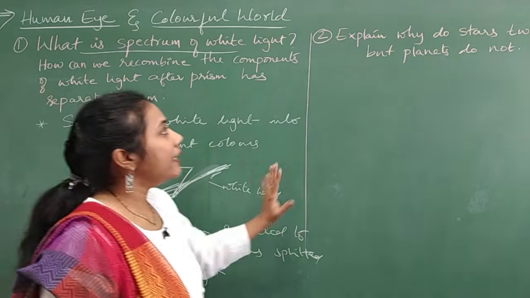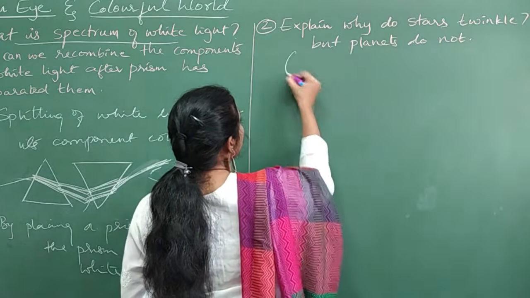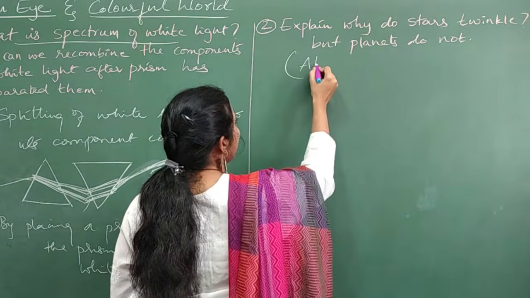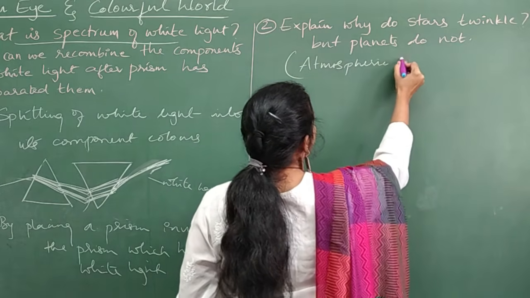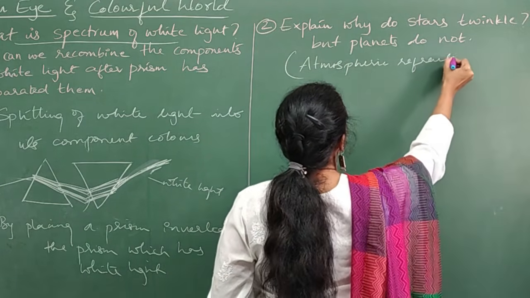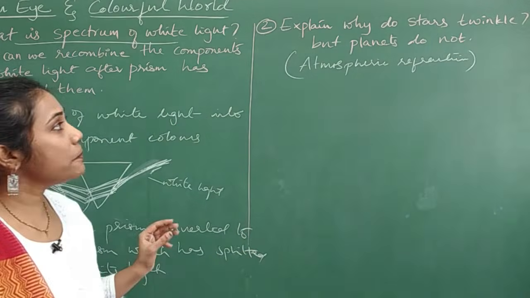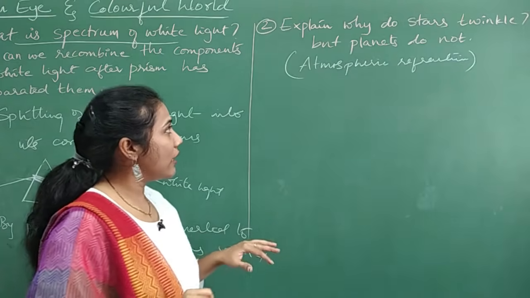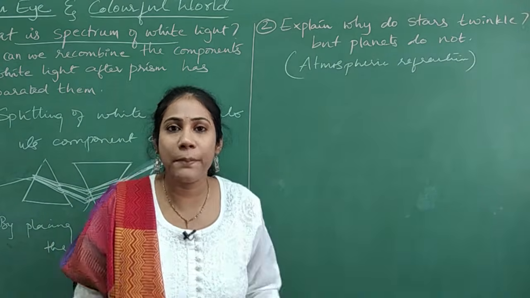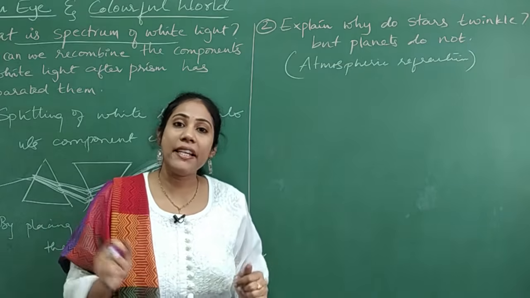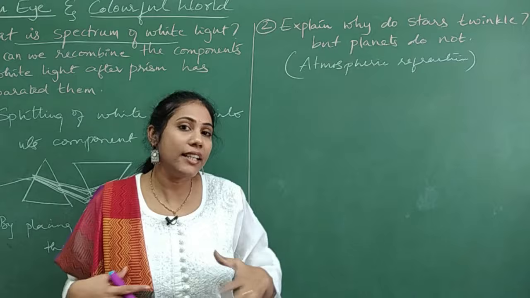Okay. And coming to the second question, this question is definitely based on atmospheric refraction. Read the question carefully. Explain why do stars twinkle but planets do not. See, this is a very, very famous question, and this has been asked repeatedly in the question papers, in one or the other way.